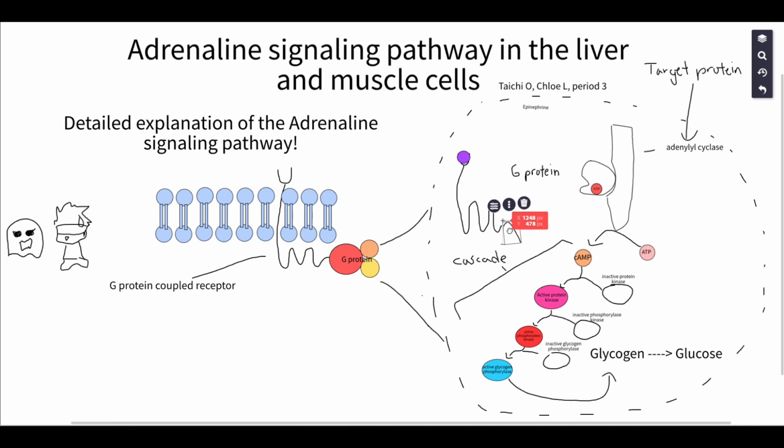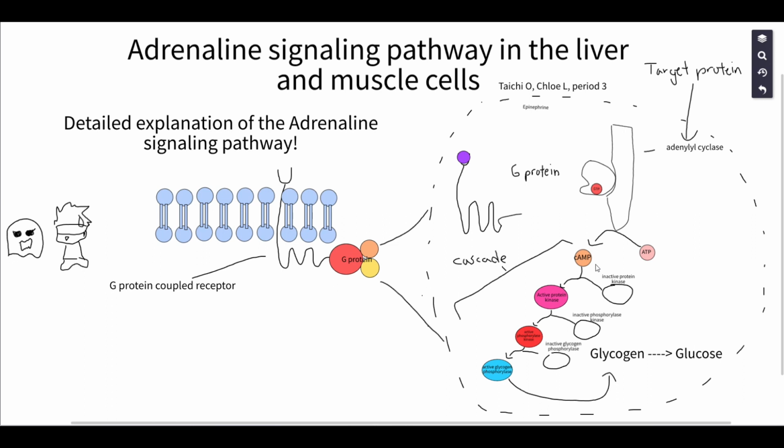Once again, the G protein coupled receptor undergoes a conformational change like this and binds to a G protein. This G protein is split into three subunits, and the alpha subunit, which is the GDP carrier, changes into a GTP carrier, which activates the G protein alpha subunit, and from there it activates our target protein, which in our case is adenylyl cyclase, an enzyme that converts ATP molecules into cAMP, which is cyclic adenosine monophosphate.